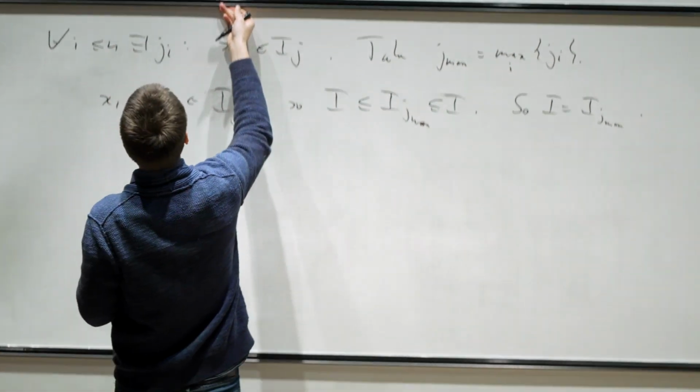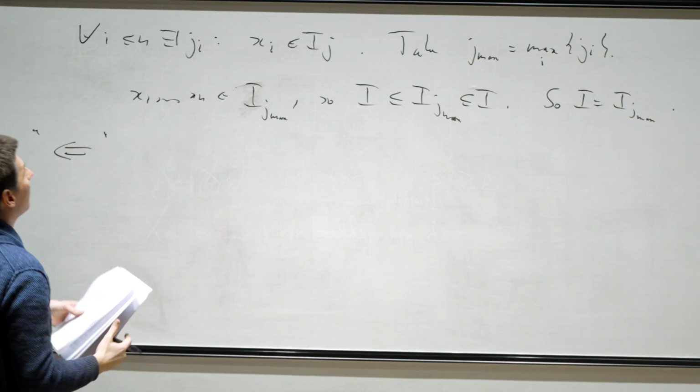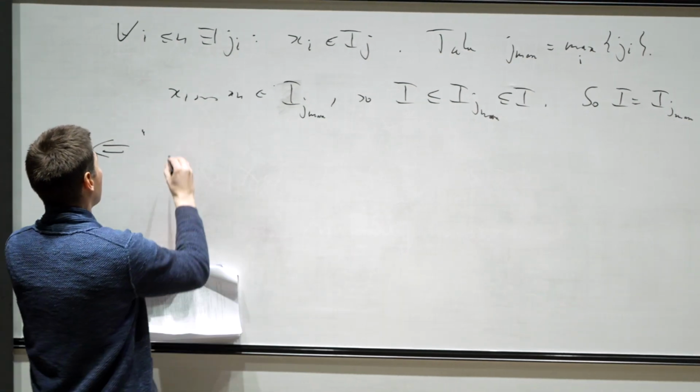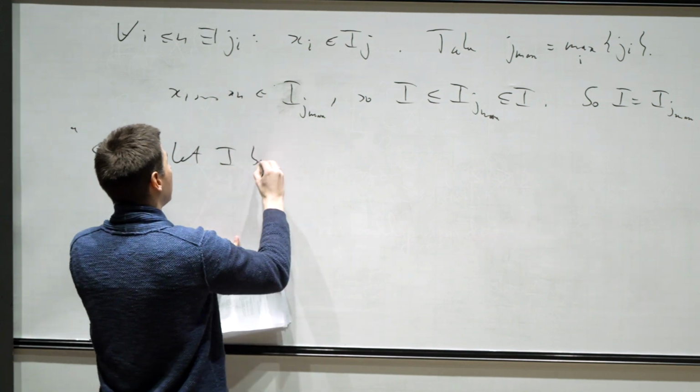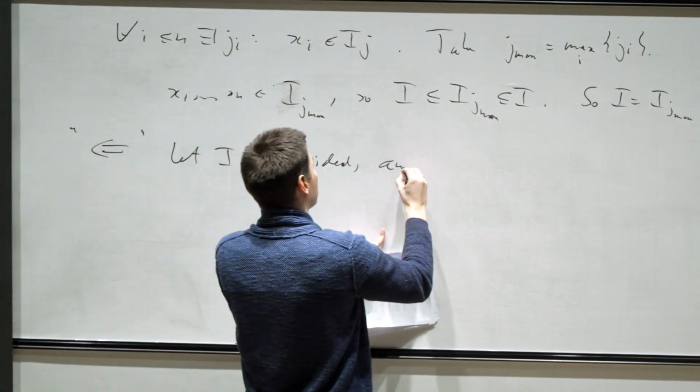The other direction. Now we have this condition on ascending chains, and we want to prove noetherianity. So let I be an ideal, and suppose it's not finitely generated.